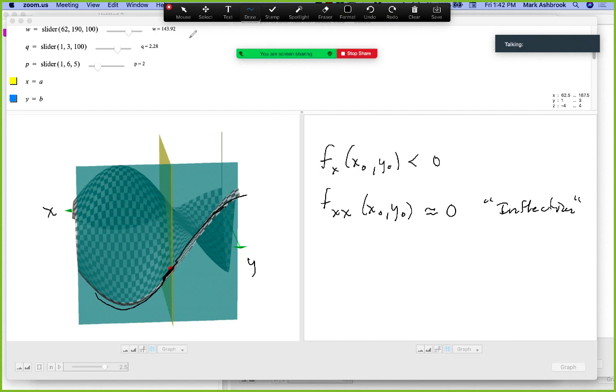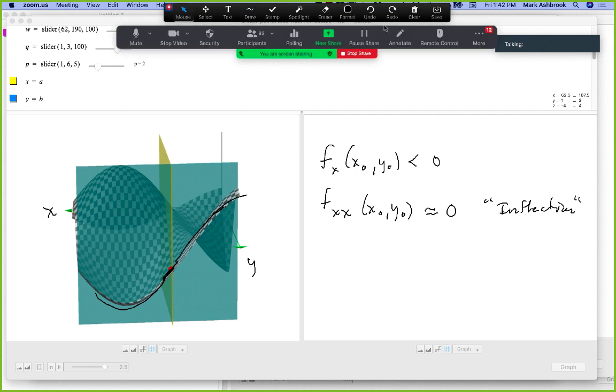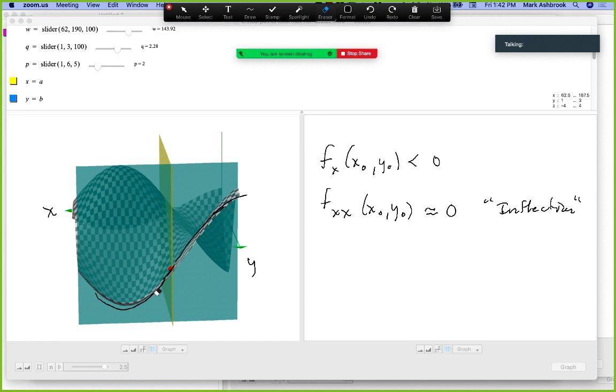Okay? Are there questions on that? Does that make sense? So that's the same as your inflection point in Calc 1. So going down, the first derivative is negative, but kind of flattening out for a moment there. So the second derivative is about 0.